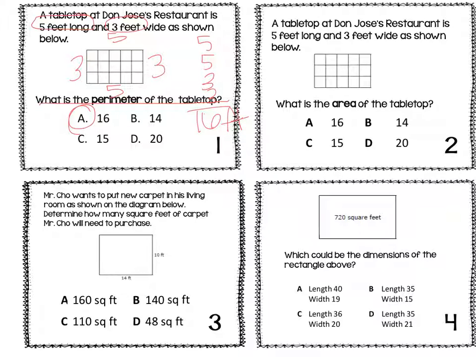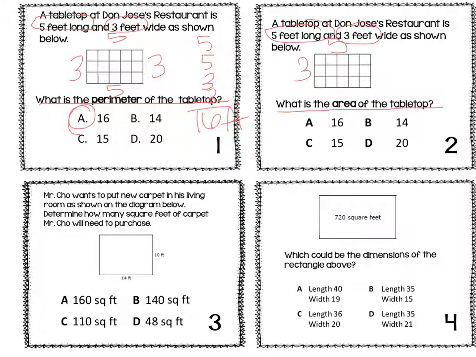For number 2, it says a tabletop at Don Jose's restaurant is 5 feet long and 3 feet wide as shown below. So it's the same situation. But this time it's asking us what is the area of the tabletop. So we underline what is the area of the tabletop because that's our question. We know that it is 5 feet long and 3 feet wide. So we can label our picture again.